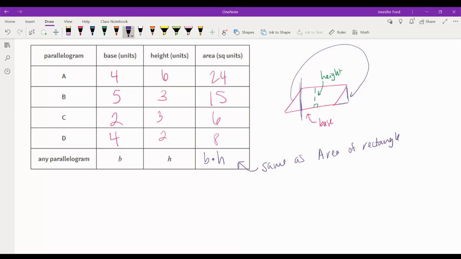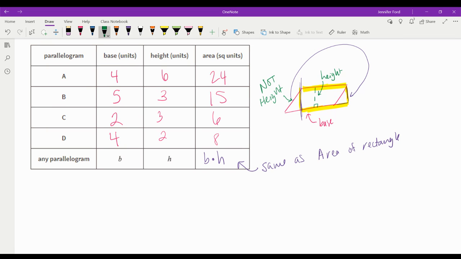Area's base times height is the same as the area of the rectangle, which makes sense. This is kind of the structure that I wanted you guys to notice. It's the same as the area of a rectangle because when I cut off that triangle piece and put it on the other side, what I create is a rectangle, okay? The thing that's different is that the height is not the side length, the slanty length. This is not the height. That slanted length is not the height. The interior, like that vertical space, is the height. So you got to pay attention for that.